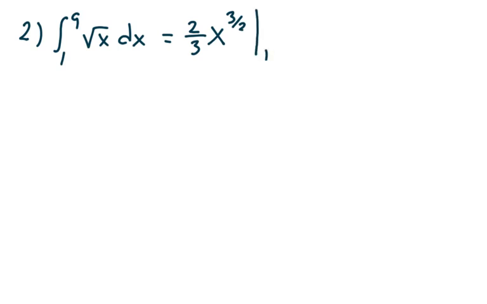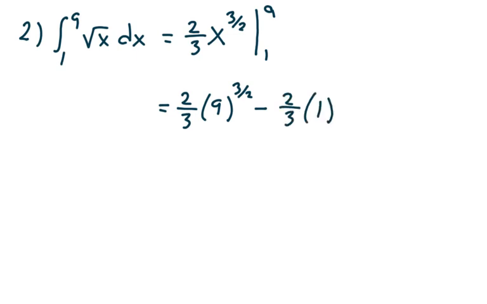Suppose I have the following. The integral from 1 to 9 of square root of x dx. So this is 2/3 x to the 3/2 evaluated from 1 to 9. So I'm going to replace x with 9 and get 2/3 times 9 to the 3/2. Then I go minus, and then I replace x with 1. So I get 2/3 times 1 to the 3/2.